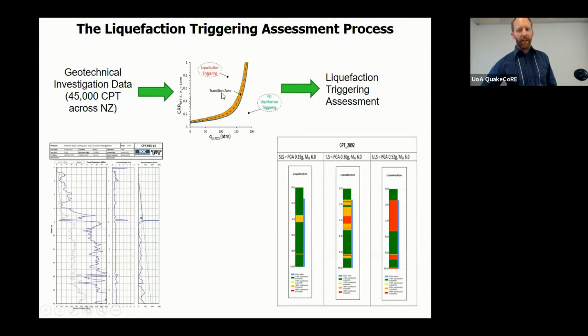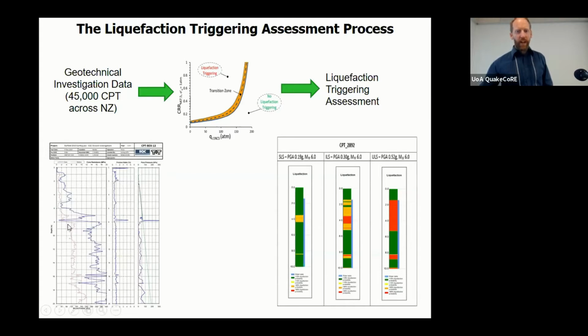Now, if we end up plotting above the curve, liquefaction is predicted. If we end up plotting below the curve, we don't predict liquefaction. So when we've got soils where there's a high penetration resistance, so that they're dense, we don't predict liquefaction. When we've got loose soils or very high levels of shaking, we do predict liquefaction. And so we do that layer by layer.